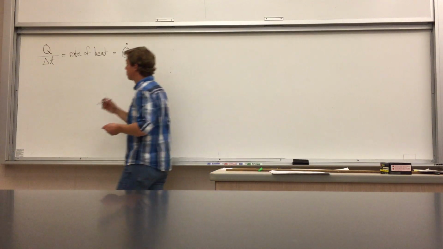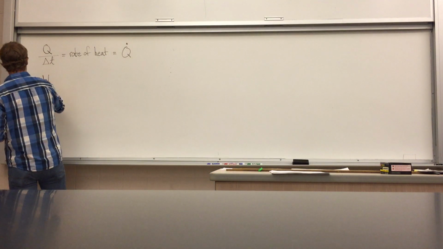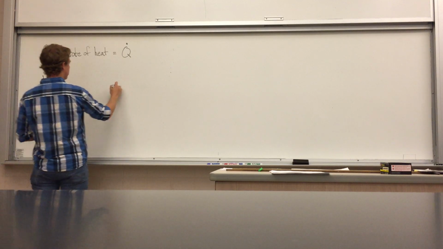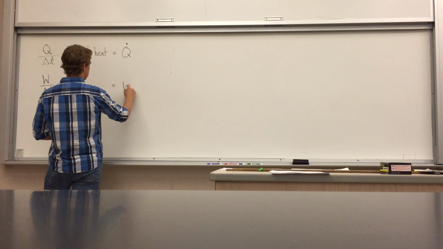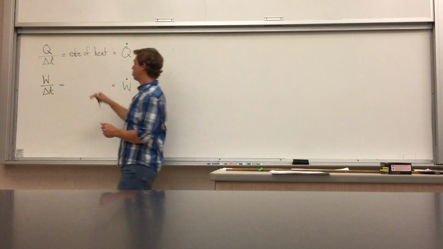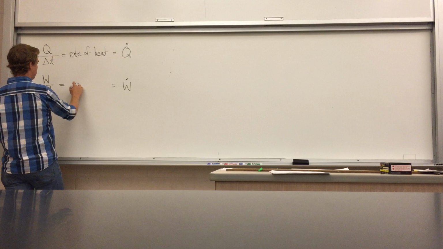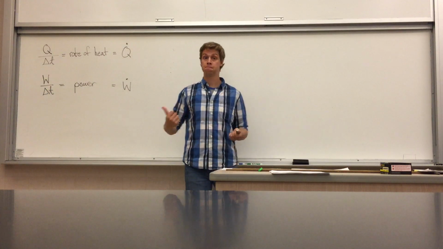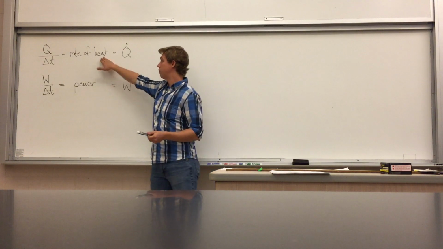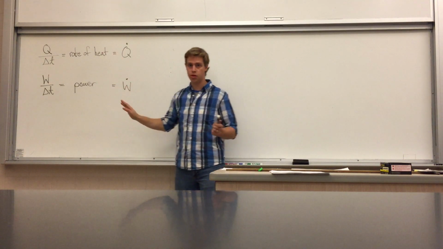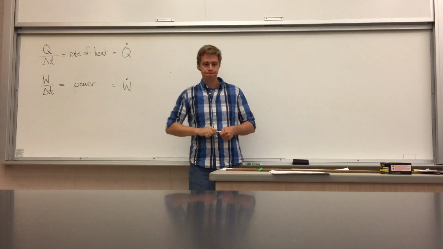Spoiler alert, if we do the same thing for work divided by delta T, then this also equals W dot, we just put a dot on it, and this one there's a specific word for, which is power, right? So rate of heat is to Q what power is to W. But we're going to get to this next time.